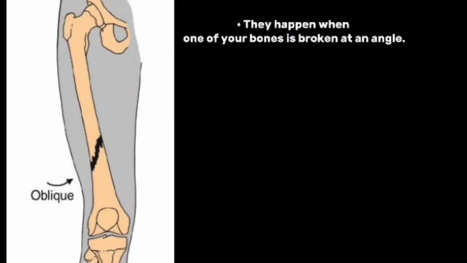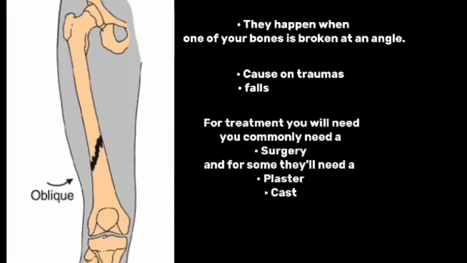Third is an oblique fracture. An oblique fracture is a type of broken bone. They happen when one of your bones is broken at an angle, depending on which of your bones is broken. Here's an example of an oblique fracture. The fracture is diagonal across the bone. This occurs in falls or traumas. You might need surgery to repair the bone, but some people only need a splint or cast for the bone to heal.